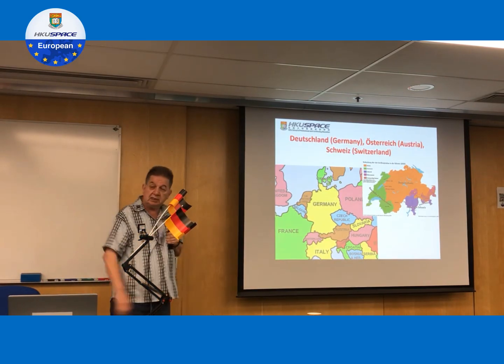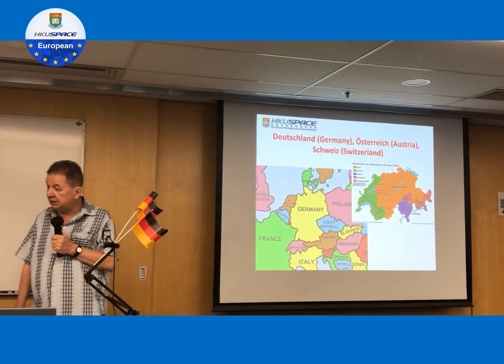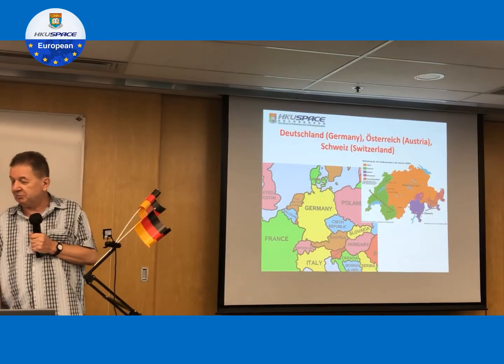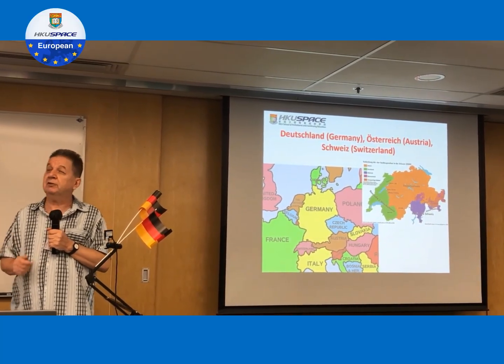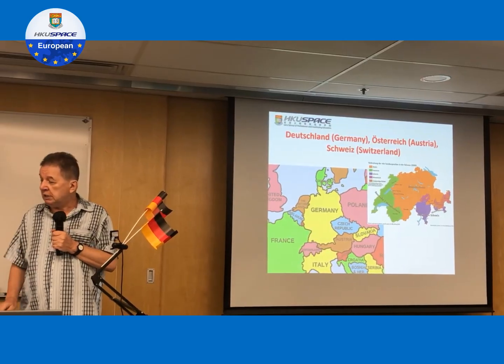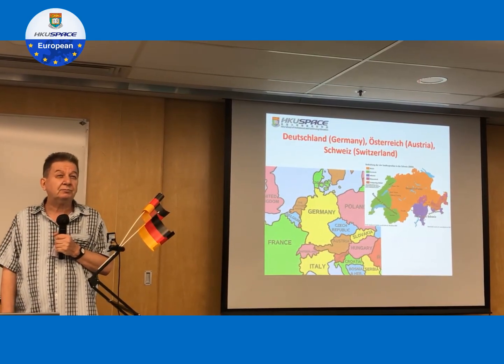Up here on the right-hand side, we see Switzerland. Switzerland is an interesting country, a nice country, and they speak 3 languages. They speak German, it's the larger part. They speak French, it's green here on the map, the smaller part. And then the smallest language in Switzerland is Italian.